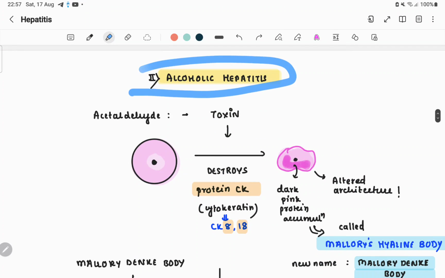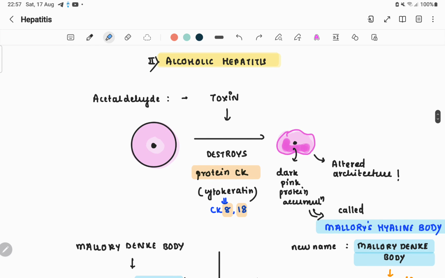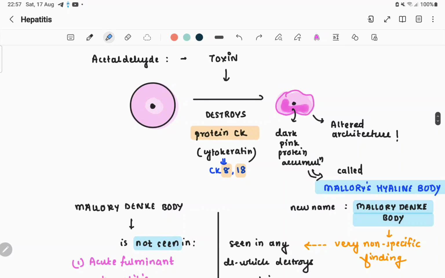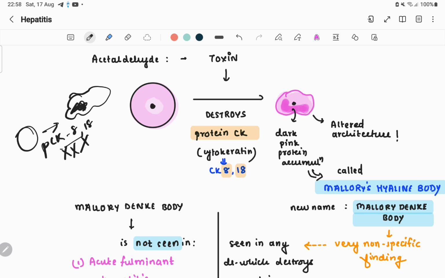So now let's come to alcoholic hepatitis. Let's discuss alcoholic hepatitis now. Talking about alcoholic hepatitis, we know that acetaldehyde is a toxin. Okay, and here is a normal cell. It will destroy the protein CK. CK is cytokeratin, and basically cytokeratin 8 and 18 are destroyed. So this is a normal cell, and the proteins CK8 and 18 are destroyed. Due to this, the cell architecture will be altered like this, and a dark protein starts accumulating, which is called the Mallory-Hyaline bodies.